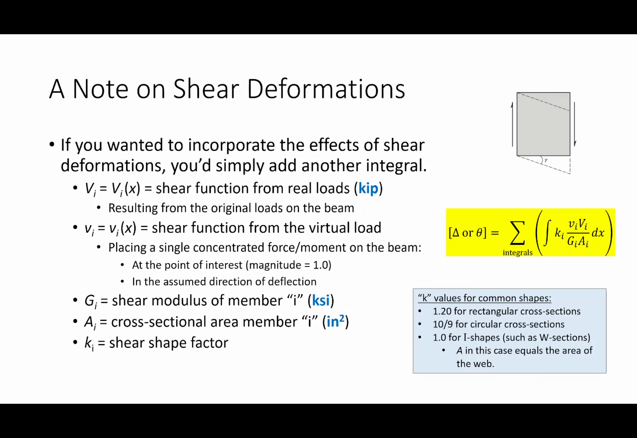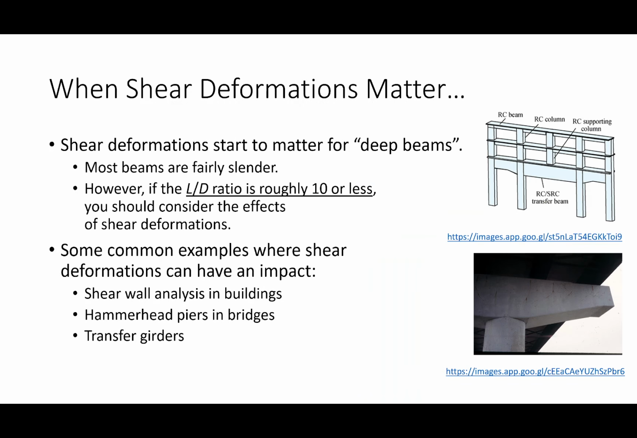Okay? Now, why do shear deformations matter? Shear deformations matter when the beam gets something like this. Something that was a little subtle in our derivation of beam deflections is that we assumed that the beam was inherently slender. Like when we look at beam deformations, we sort of assume beams are slender by their very nature. But that's not always the case in the real world.